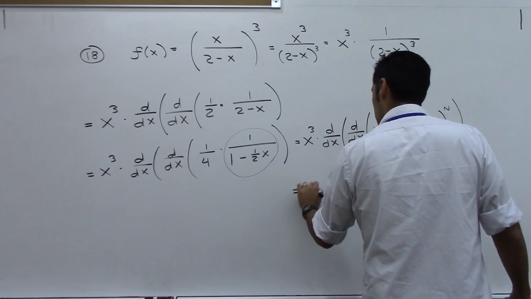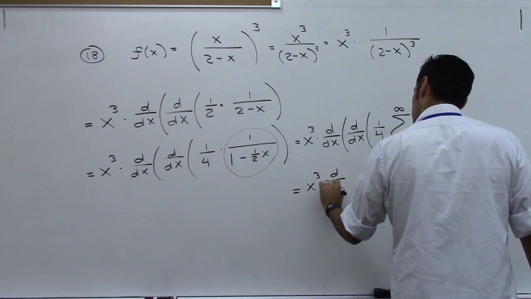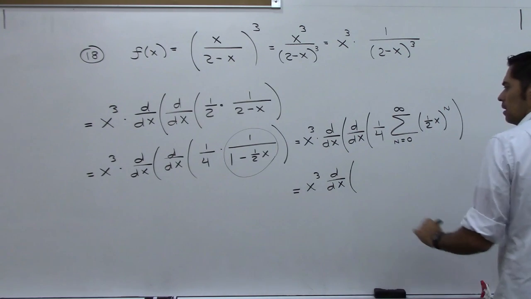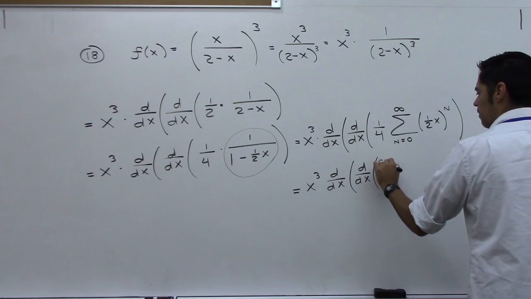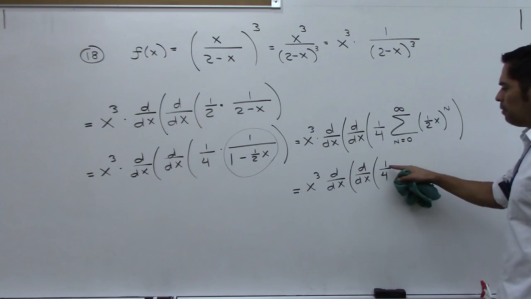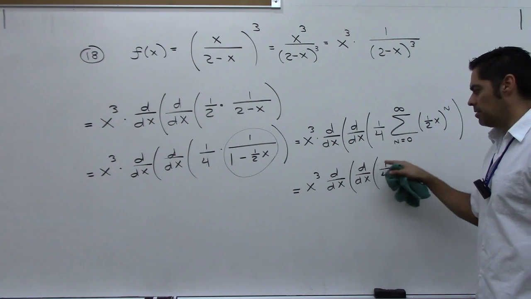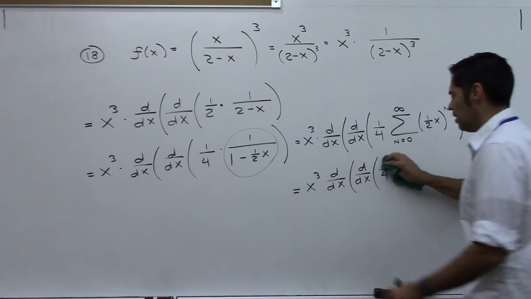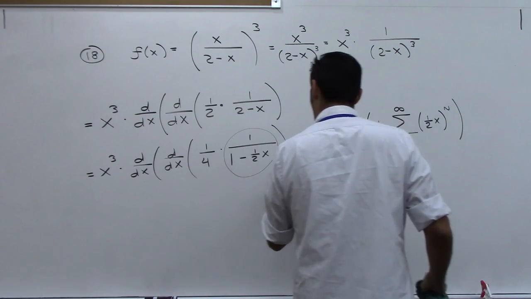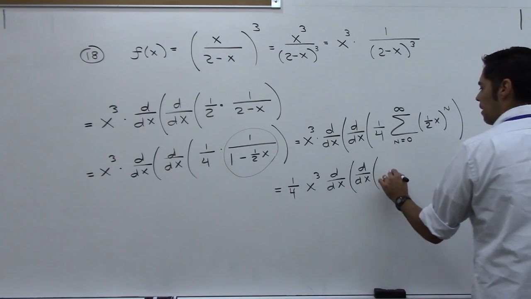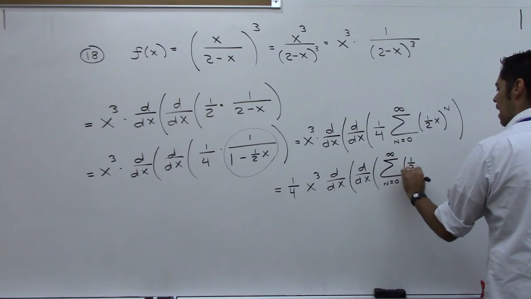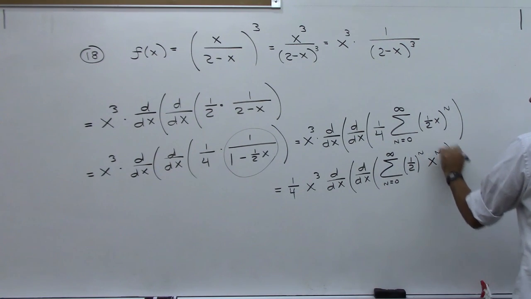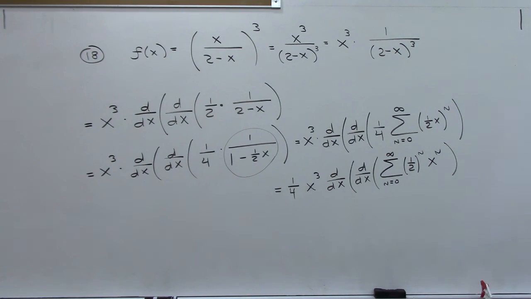We get x cubed times the derivative with respect to x of the derivative with respect to x of, let's see, 1/4. How about this 1/4, since it's a constant? Why don't we just pull it out? Because the derivative won't affect it. It'll come out and come out. Why don't we just put the 1/4 on the front? And then in here, we have sum n equals 0 to infinity of 1/2 to the n, x to the n. And that's it. It's peeled apart. It's ready for the derivative.